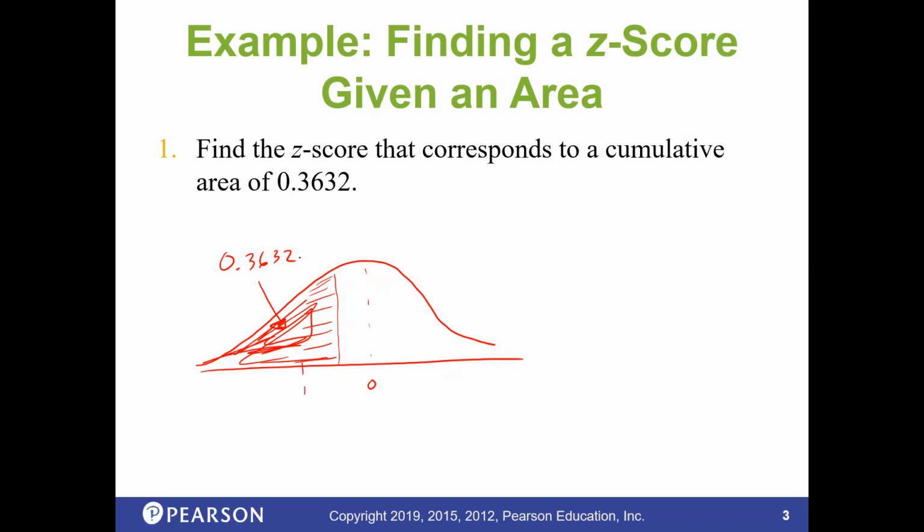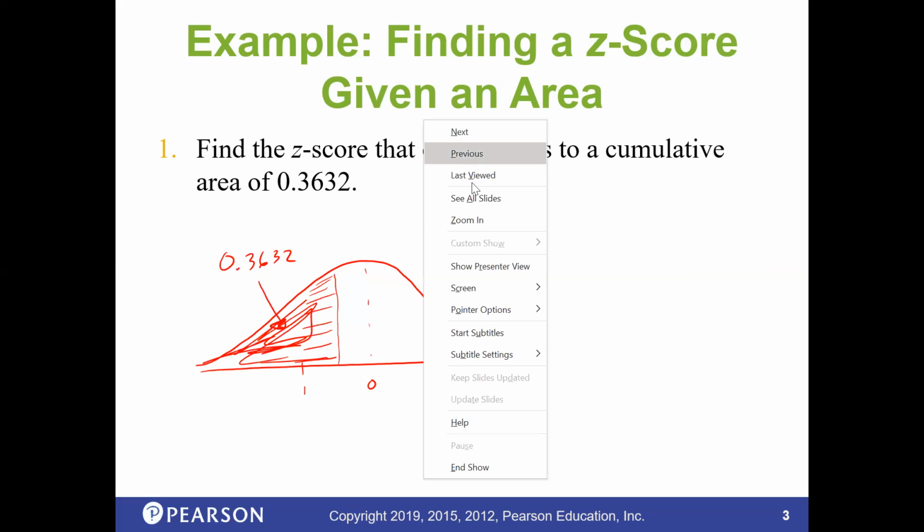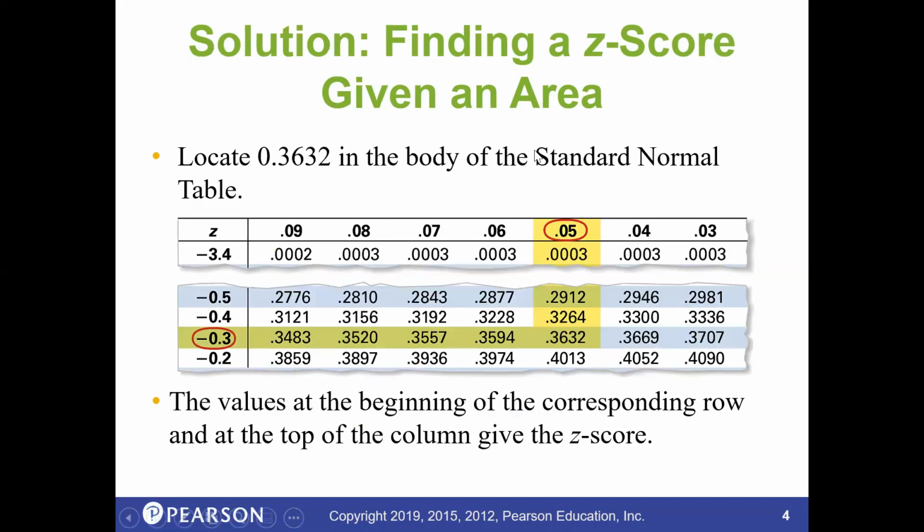All right, let's go by table and then we'll go by technology. Let's jam. By table, here's what we do. We find 0.3632 on our table. So you should assume which table you're going to use. If it's less than 50%, you're going to use the negative z-score table. Above 50%, you're going to use the positive z-score table. So in this case, I'm going to flip to the negative.